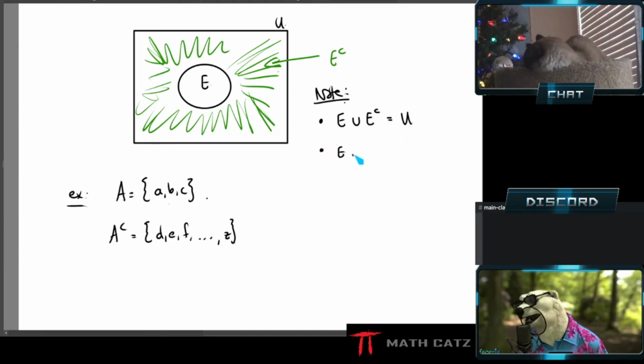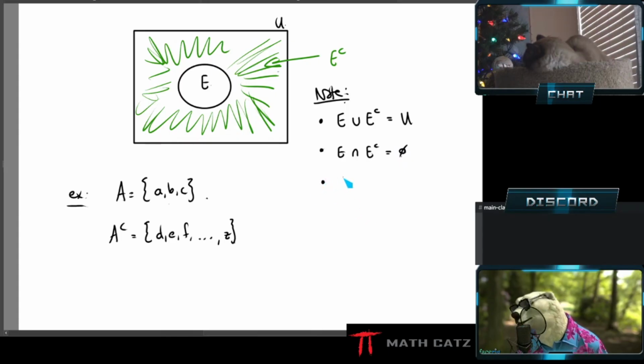If I look for the intersection, that now looks for overlap. What is common to both? Well, by definition, the complement is what the set is not. It's the outside, the rest. There will never be an overlap. Empty.